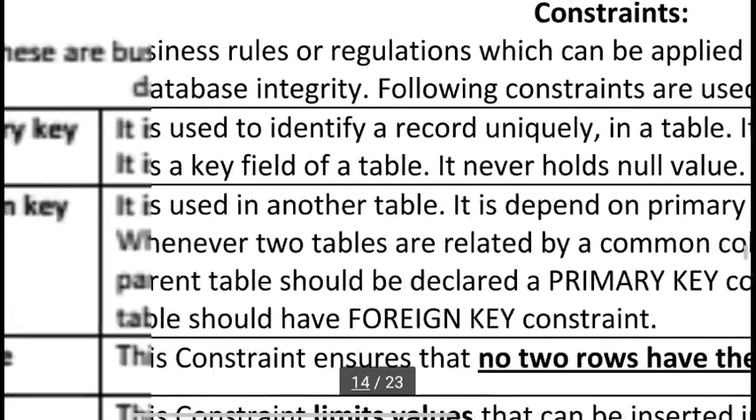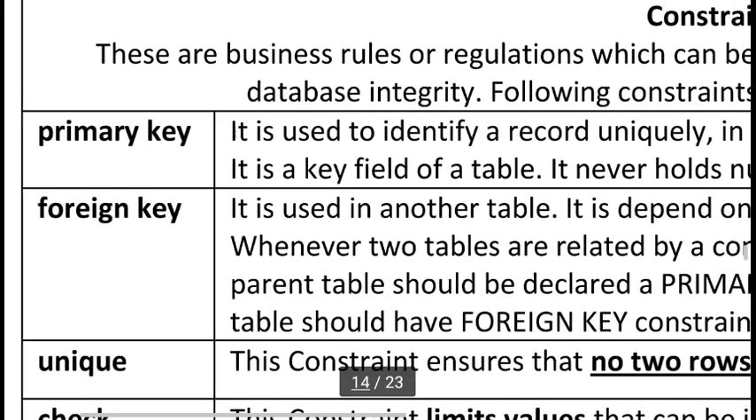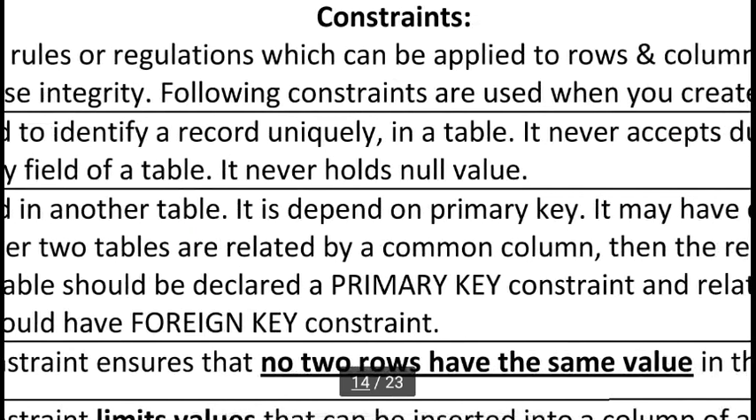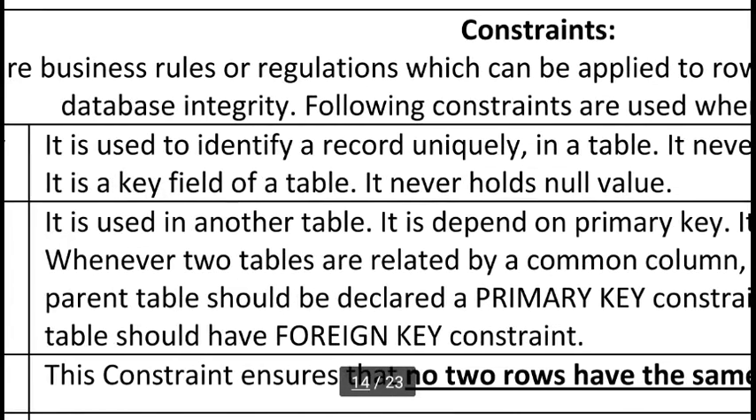First we create a table, then we can use a primary key. In a table we have several columns, so we can select a column to perform various operations, such as searching a record or removing a record. Here one key must be a primary key, which is used to identify a record uniquely in a table. It never accepts duplicate data in a column. It is a key field of a column. It never holds a null value.